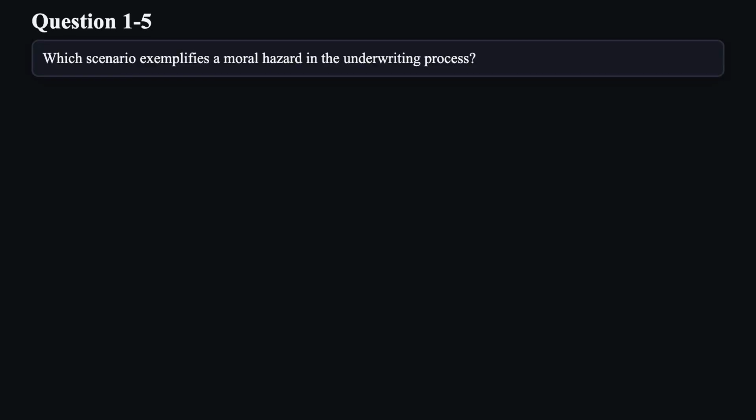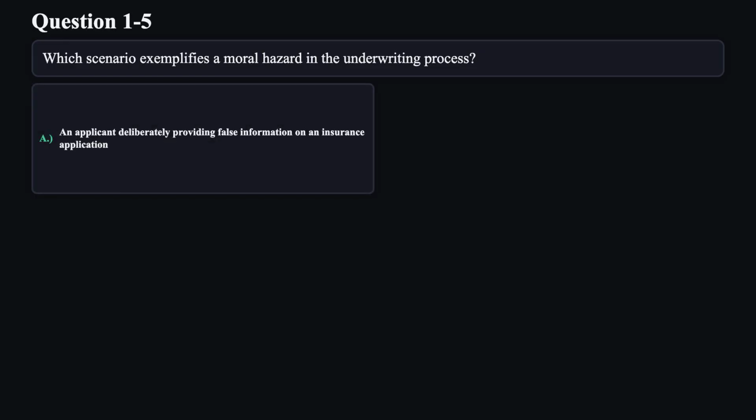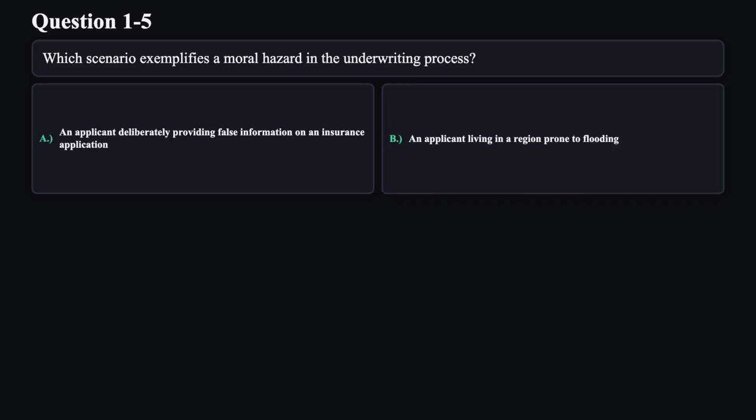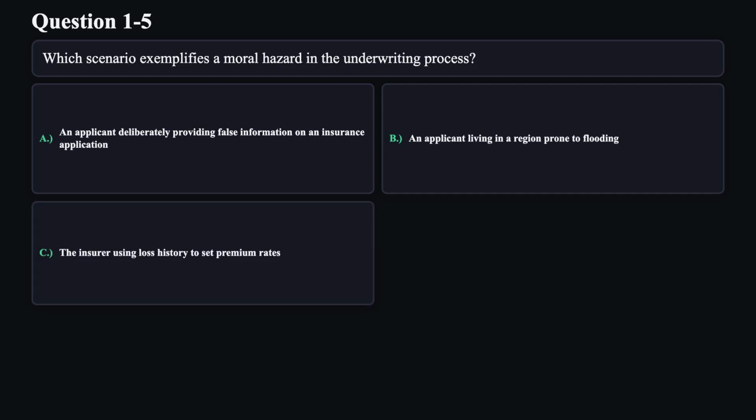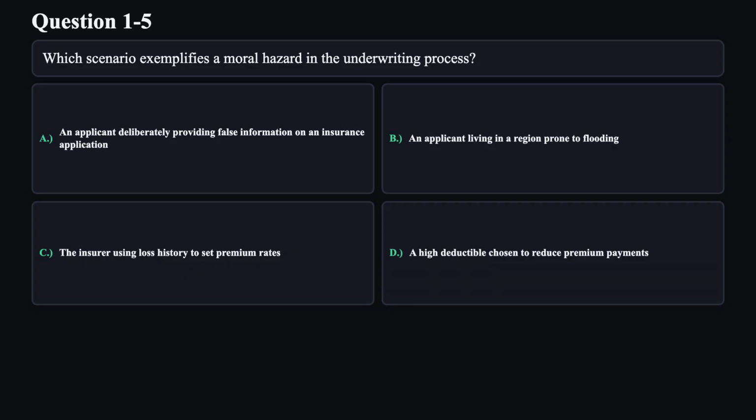Question 5. Which scenario exemplifies a moral hazard in the underwriting process? A. An applicant deliberately providing false information on an insurance application. B. An applicant living in a region prone to flooding. C. The insurer using loss history to set premium rates. D. A high deductible chosen to reduce premium payments.